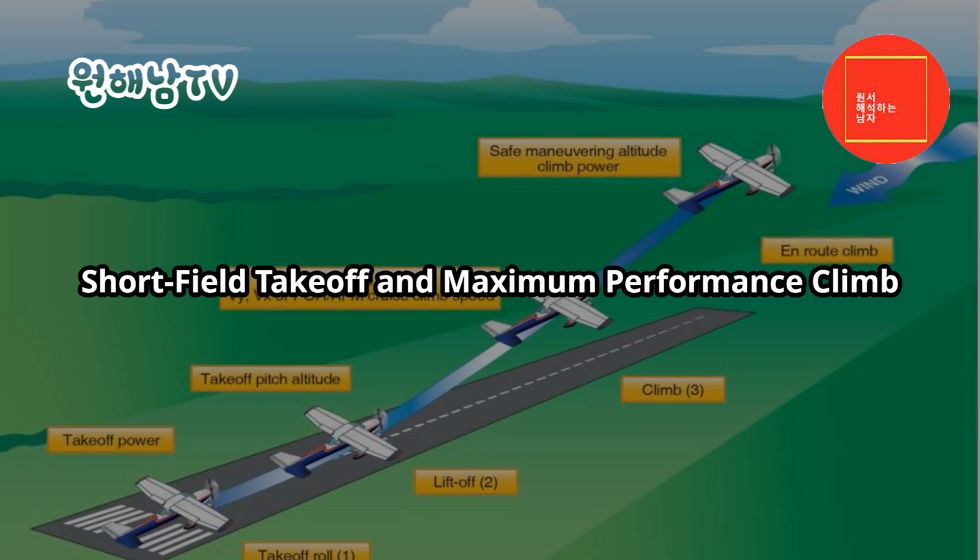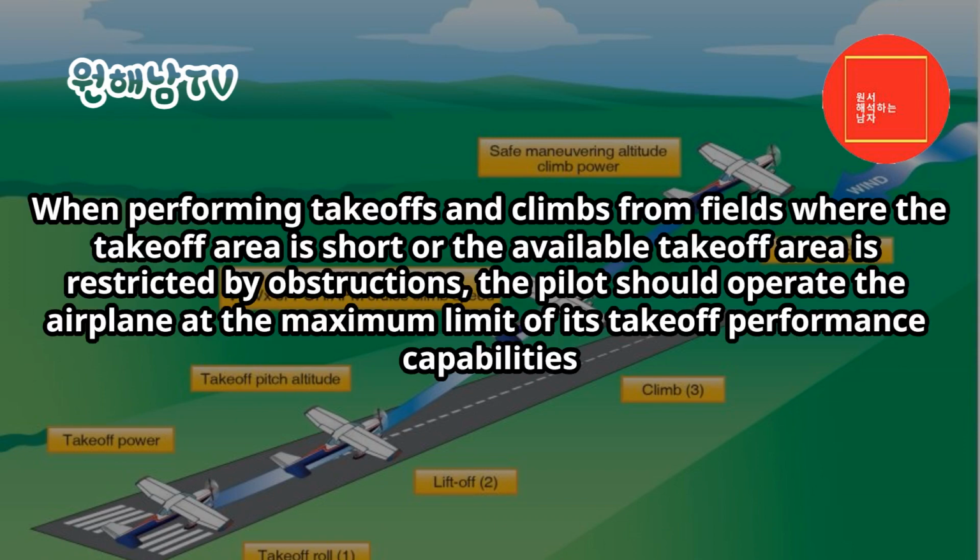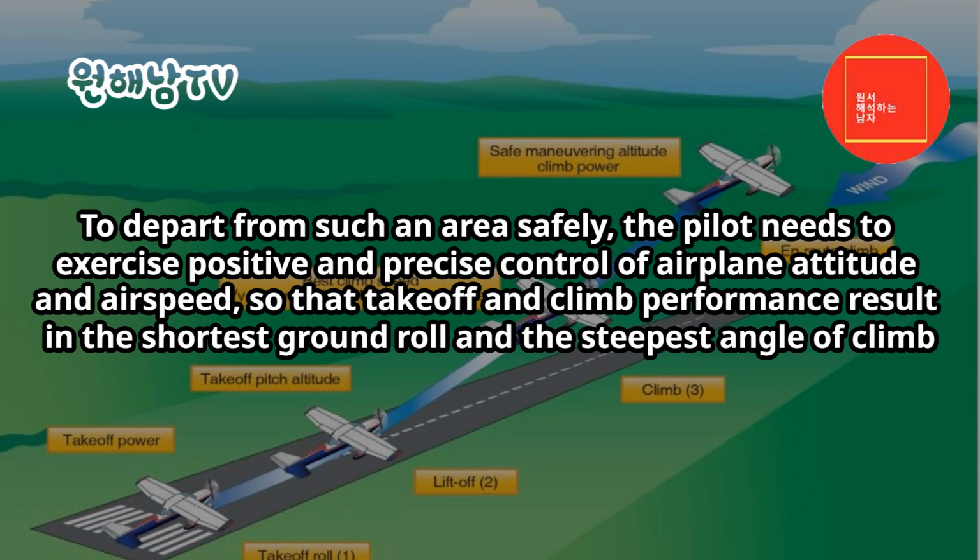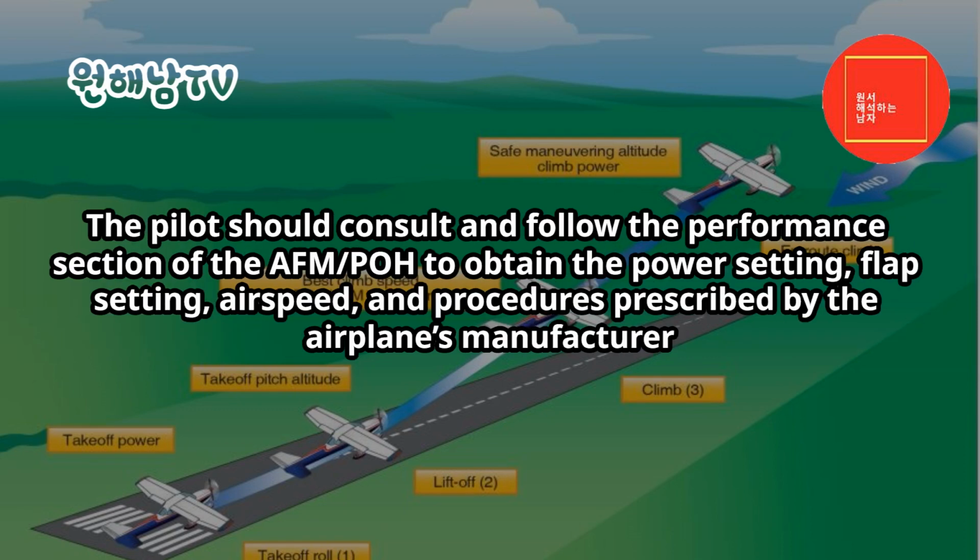Short field takeoff and maximum performance climb. When performing takeoffs and climbs from fields where the takeoff area is short, or the available takeoff area is restricted by obstructions, the pilot should operate the airplane at the maximum limit of its takeoff performance capabilities. To depart from such an area safely, the pilot needs to exercise positive and precise control of airplane attitude and airspeed, so that takeoff and climb performance result in the shortest ground roll and the steepest angle of climb. The pilot should consult and follow the performance section of the AFM/POH to obtain the power setting, flap setting, airspeed, and procedures prescribed by the airplane's manufacturer.